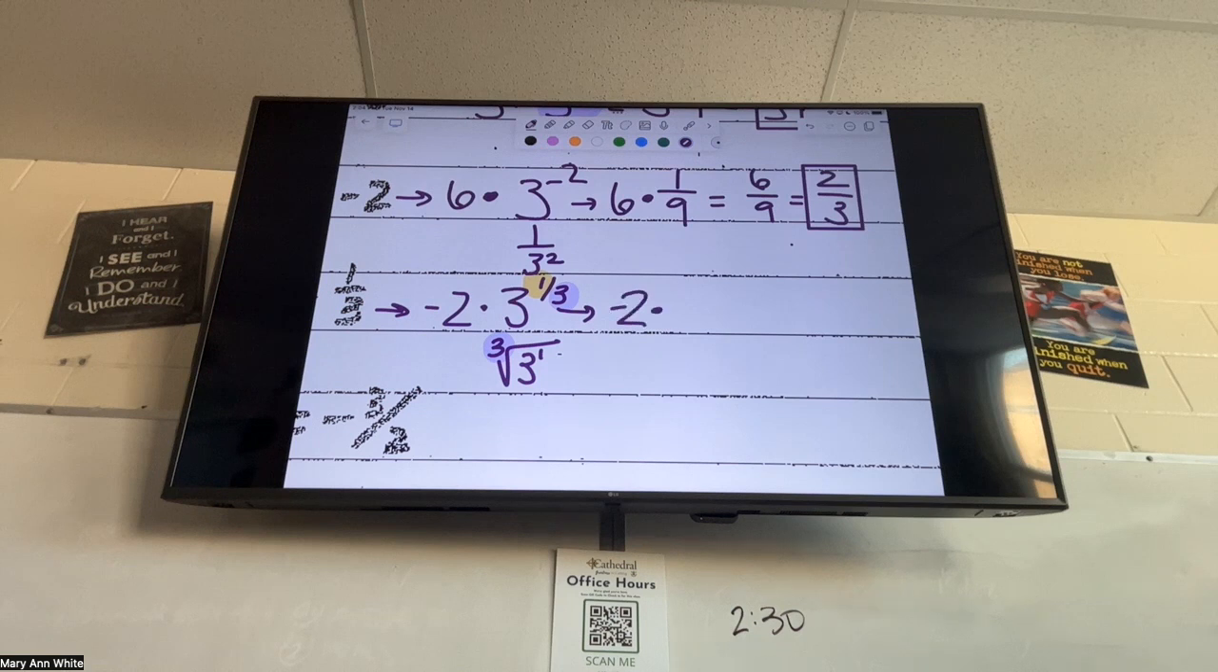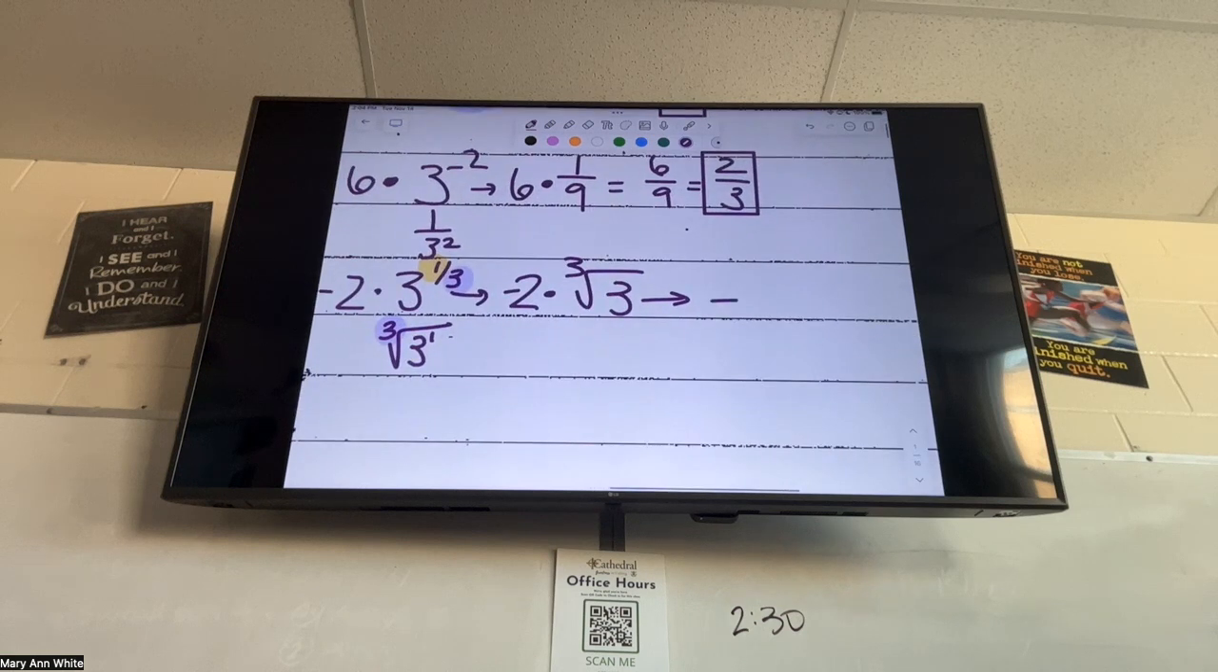So I've got -2 times the cube root of 3. Can you do the cube root of 3 by hand? What number cubes to be 3? Is there any number that cubes to be 3? No, I can't make that any simpler. It's going to be left as -2 times the cube root of 3. And that's as good as that one gets. And that's an okay answer.